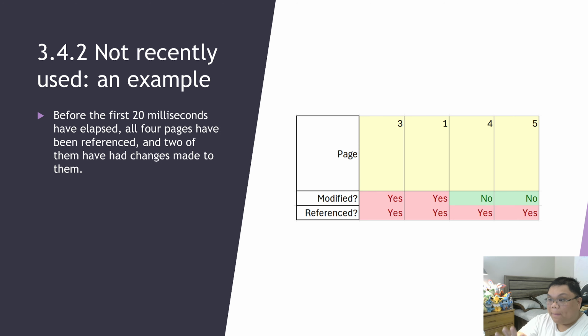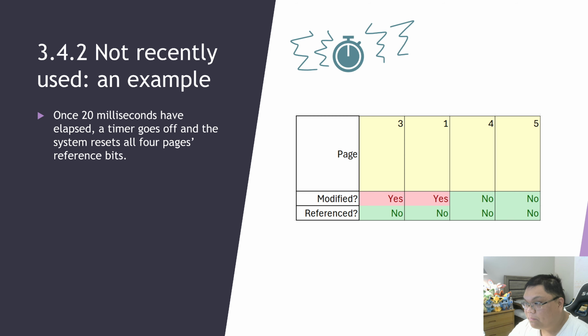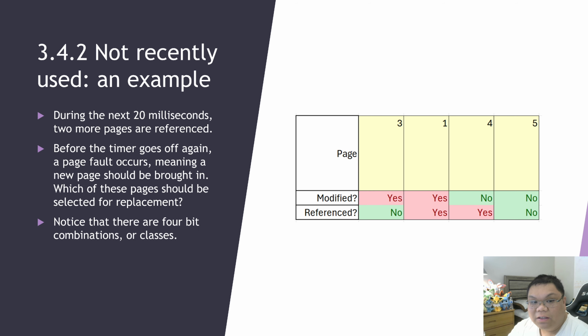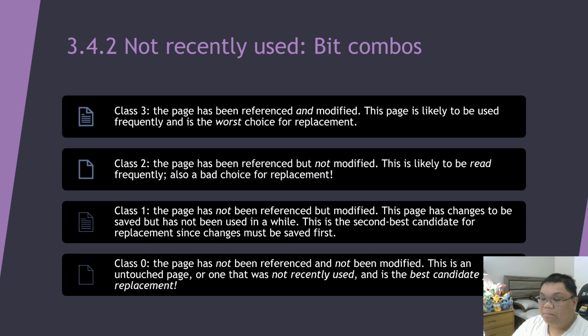So, let me back up. During the first 20 milliseconds of this program running, we read every page and wrote to 2 of those pages, pages 3 and 1. During the next 20 milliseconds, those reference bits are reset, and you now only read from 2 of those pages. If we need to replace a page because we need to load a new page, which page do we replace? Well, not recently used uses bit combinations.